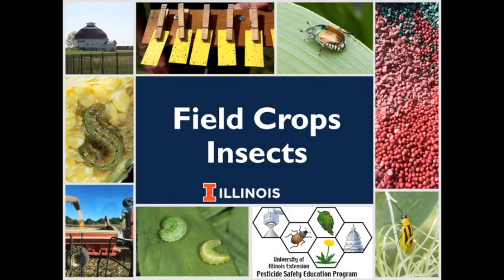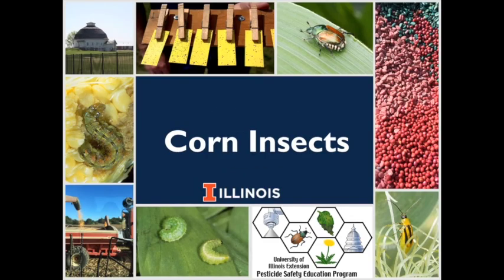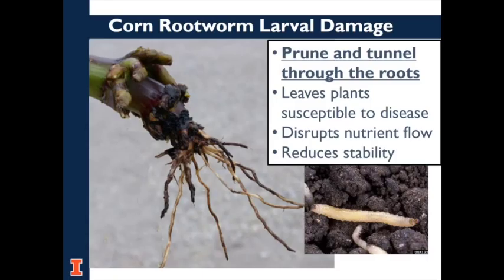Welcome to the insects section of your field crops training. In this presentation, we'll talk about common insect pests of corn, soybeans, alfalfa, and some generalist insect pests. We'll begin with corn insects. Our first insect is western corn rootworm beetle.